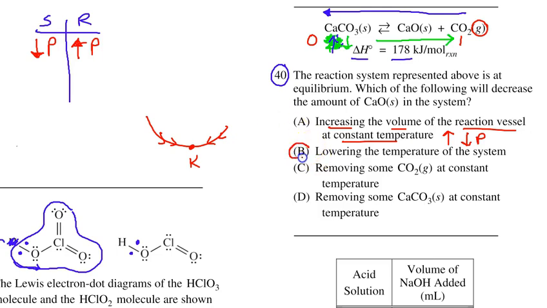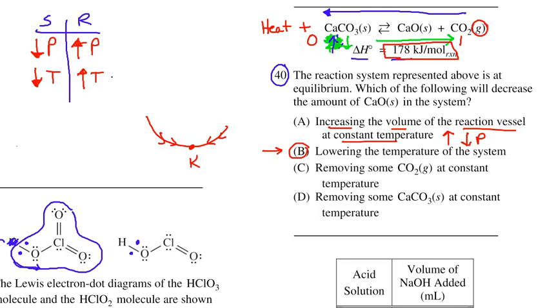Okay, B, lowering the temperature of the system. What would that do? Well, notice where the heat is, and I have to consider where the heat is here. Because it's positive, it's endothermic, and that heat or energy goes on the reactant side. So if I lower the temperature, the reaction is going to shift to increase the temperature.